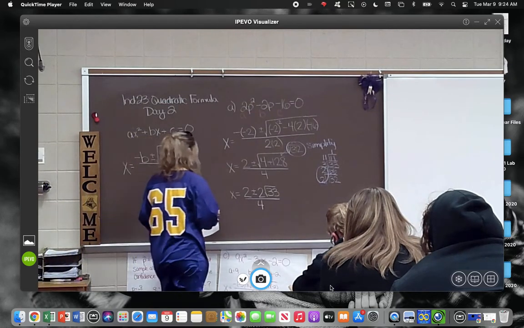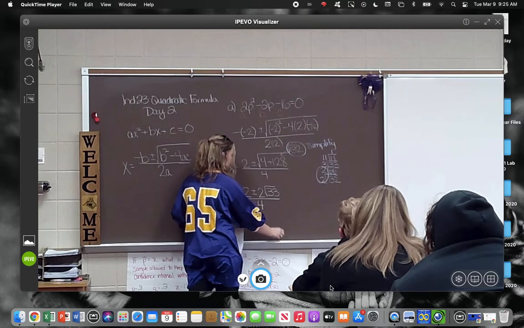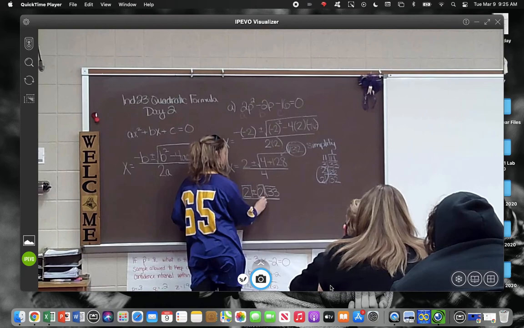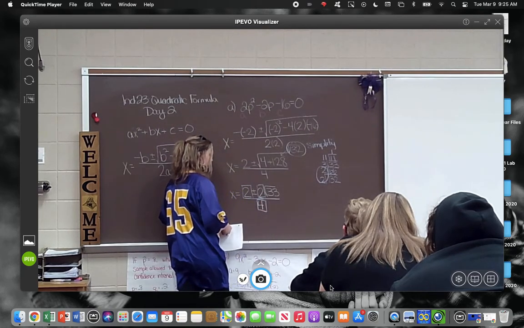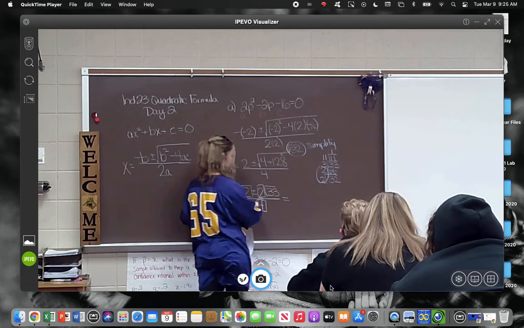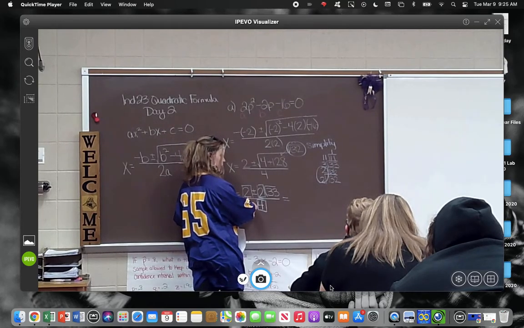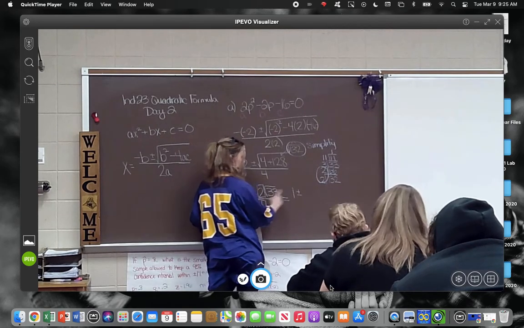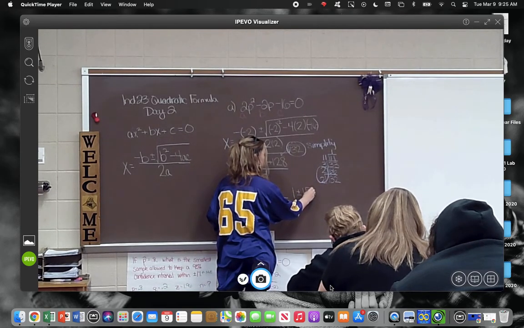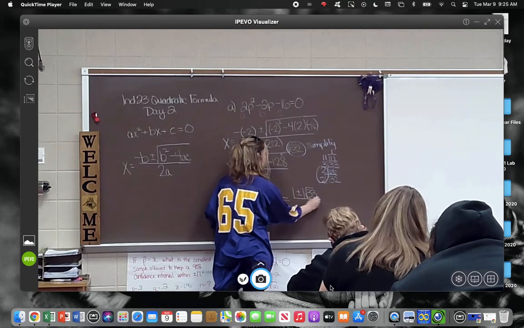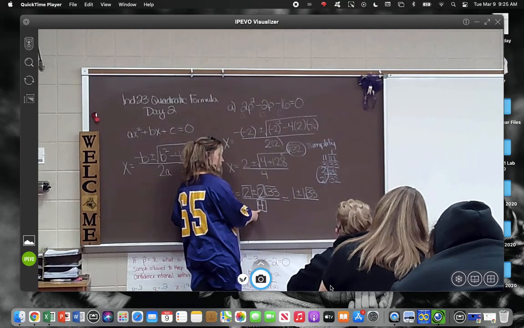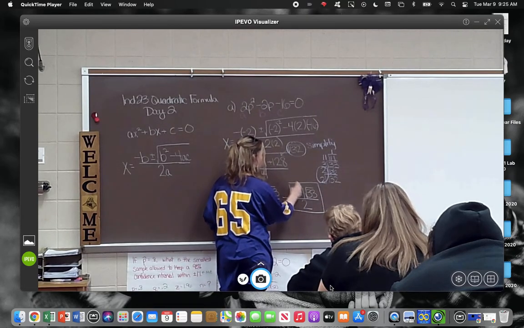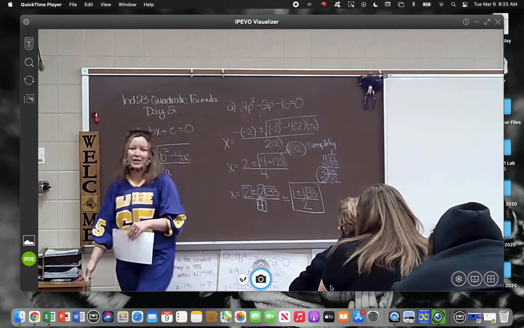But look at the coefficients. Do 2, 2, and 4 all have something in common that we can reduce by? 2. All right, so these here we're going to reduce. So if I reduce that by 2, what does this number become? 1 plus or minus, what's this 2 become? And then I divide it by 2. And we always leave it as one answer with that plus or minus symbol.